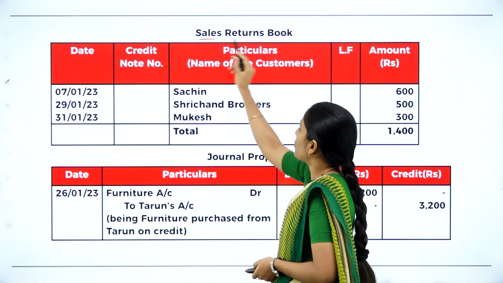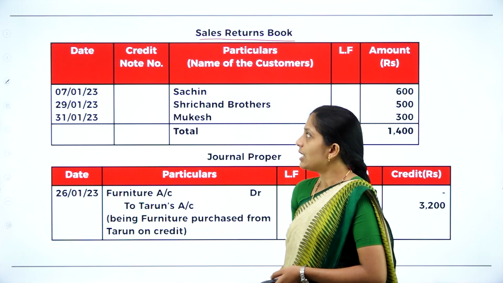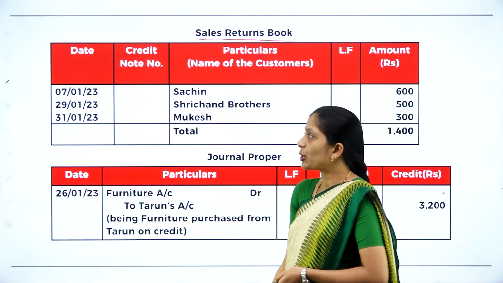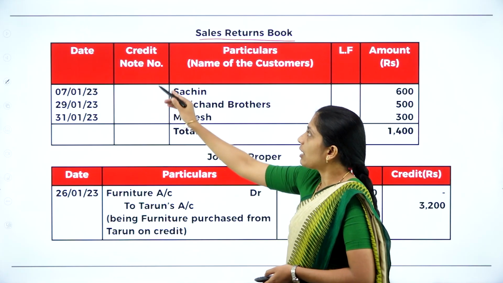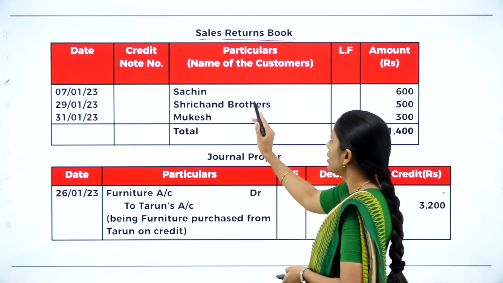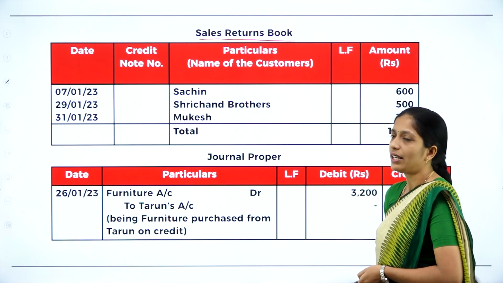Coming to the next type of subsidiary book, that is sales return. Same as your sales book, but your second column changes. In your sales book, it is outward invoice number. Here you have to write credit note number. Okay, so date, credit note number, name of the customer, ledger folio and amount.